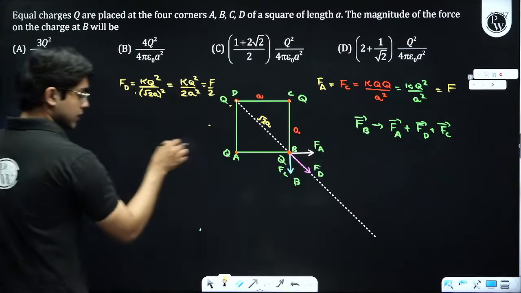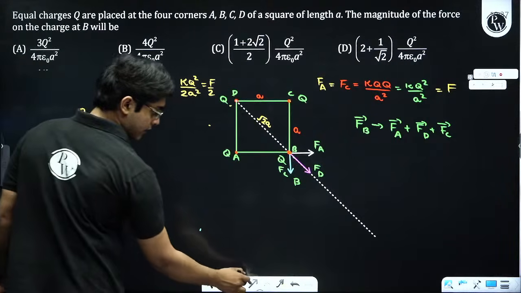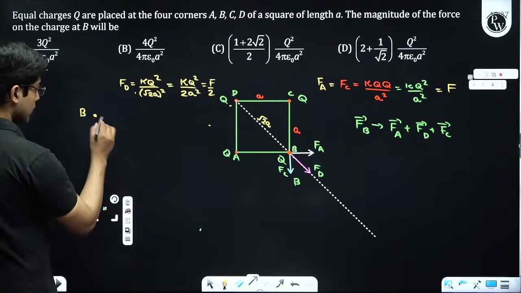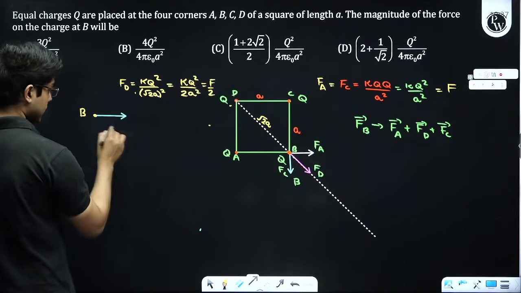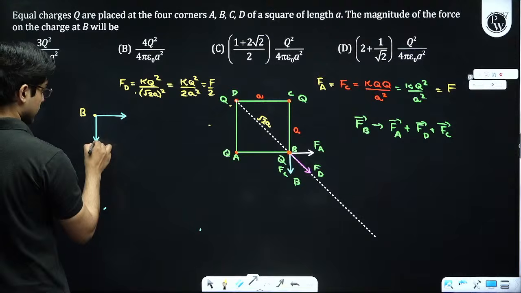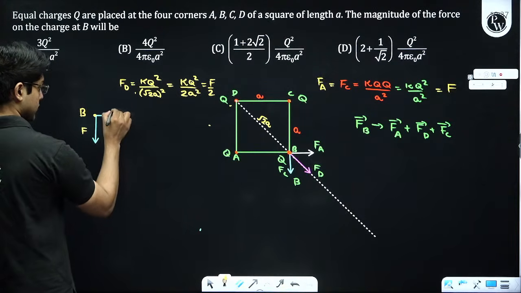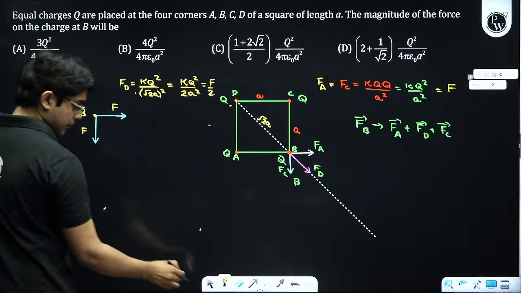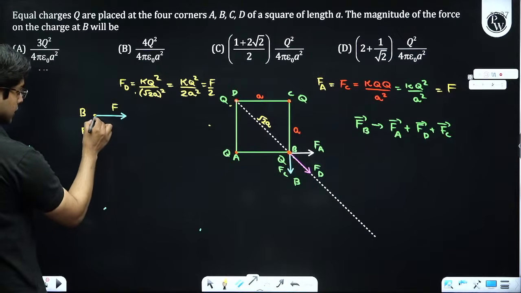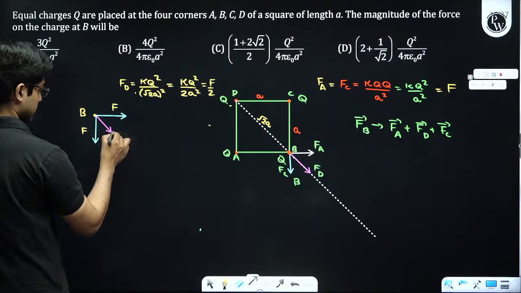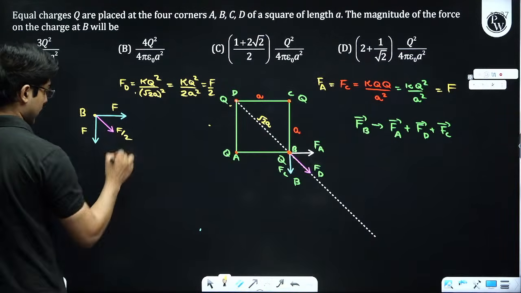Now let's draw this diagram once again. If this is the point B, then we have three forces here. FA, which we can call F, and FC, which is in this direction, which we can also call F. And the third force, which is FD, which is actually F by 2 in this direction. So we have these three forces that we need to add.